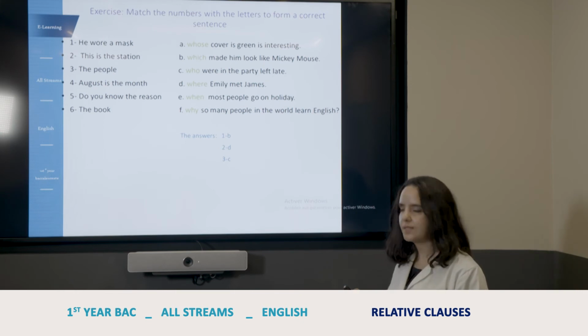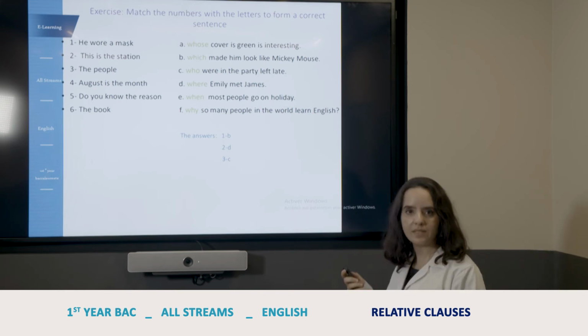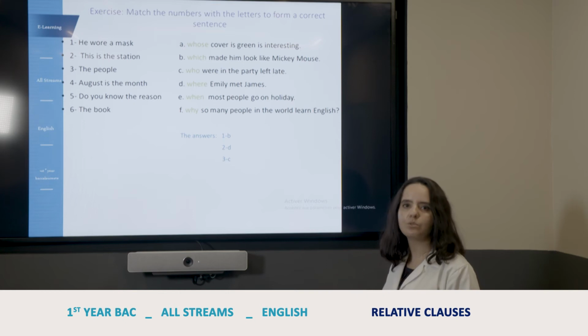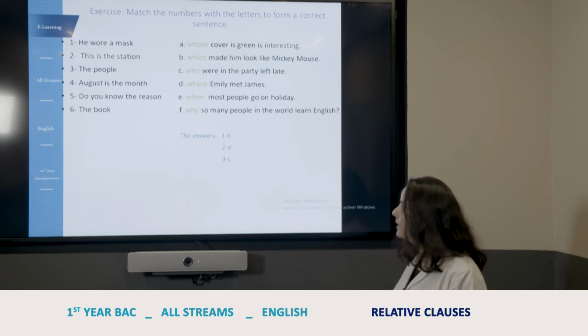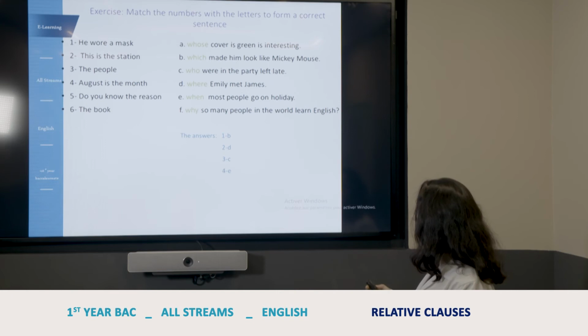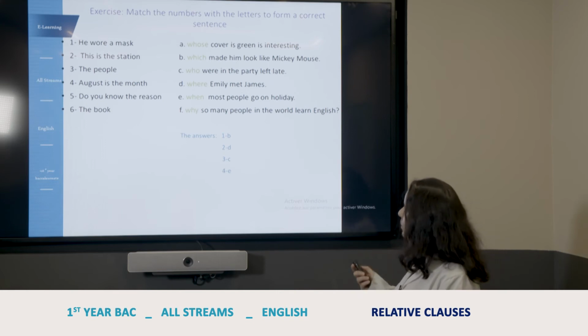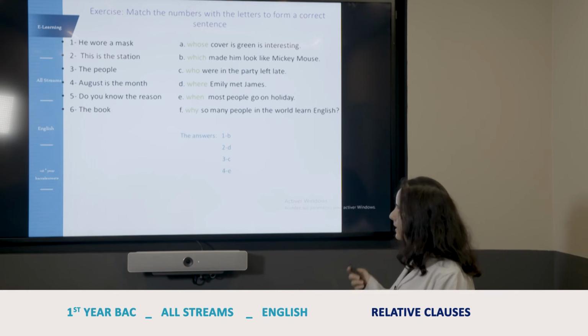Number 4, August is the month. Here month is a time. Okay, so we're going to use the relative adverb when, and the right answer is E. August is the month when most people go on holiday.